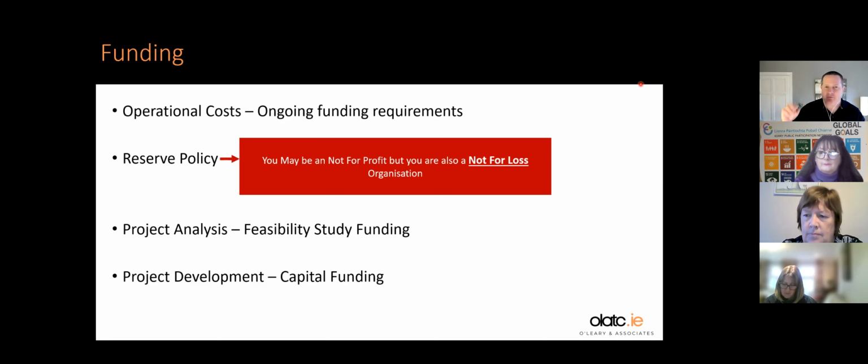I said, we're a not-for-profit organization, but we're also a not-for-loss organization. If we make a profit, we don't give that profit as dividends to our directors. We don't invest it in stocks and shares. We don't have a big party. We put it back into the project, like every not-for-profit organization is supposed to do: reinvest any profits it makes back into the organization.